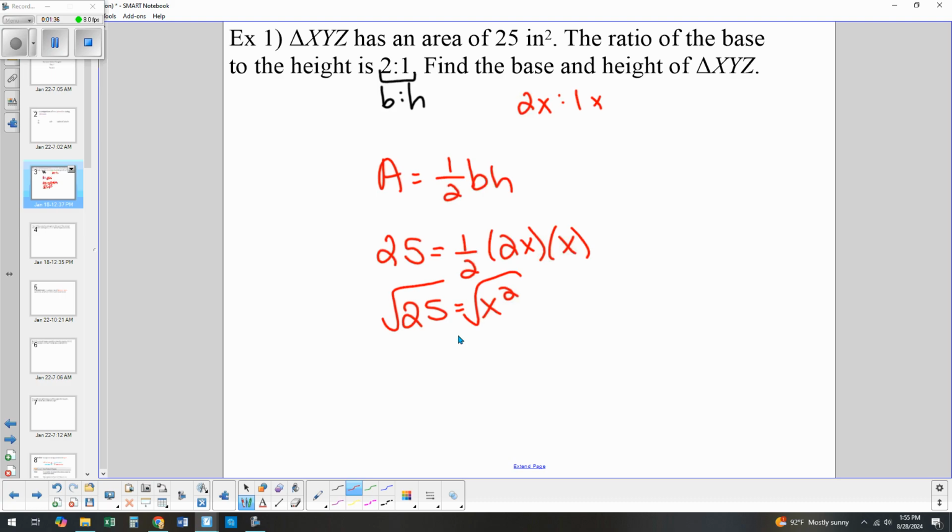Take the square root of both sides. X is 5, plus or minus 5, but we don't care about negative right now. So x is 5, meaning my base is 2 times 5. My base is 10 inches. Let's include our units. And my height was just x, so my height is 5 inches.